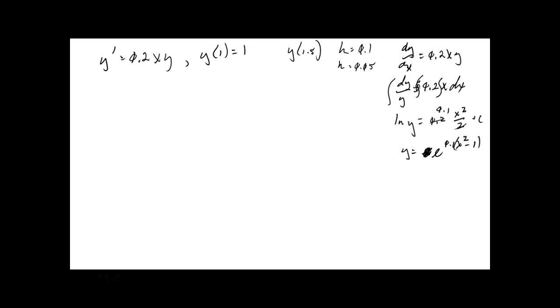So we'll compare ours to theirs, except I'm not going to do that many of ours. So your y1 is going to be, we know what x0 and y0 are. y1 is going to be one, which is your y0, plus the increment, which is 0.1, times your function here, which is the derivative, which is the slope, 0.2 times 1 times 1. x times y.